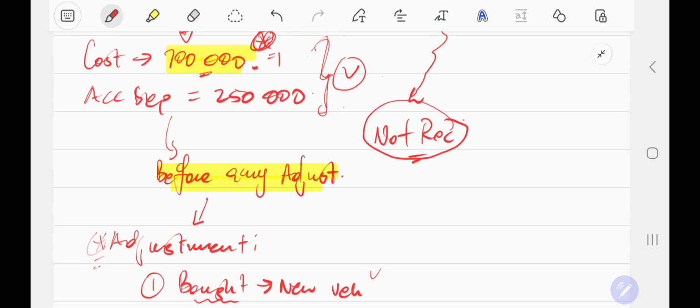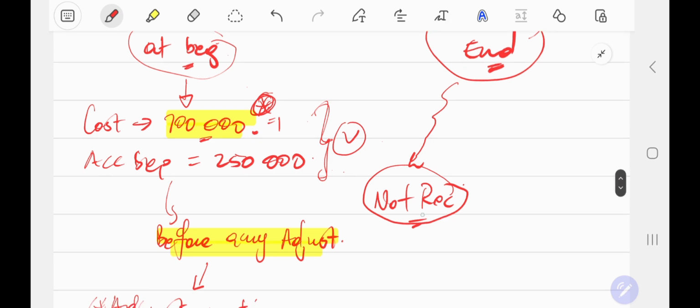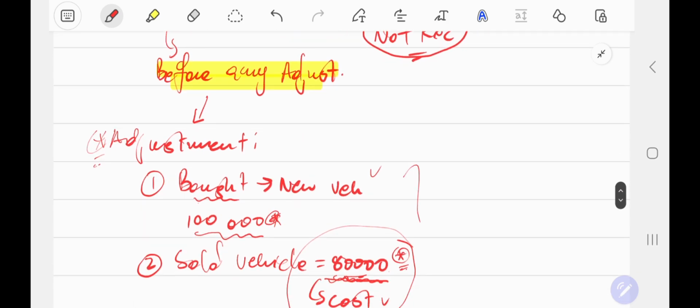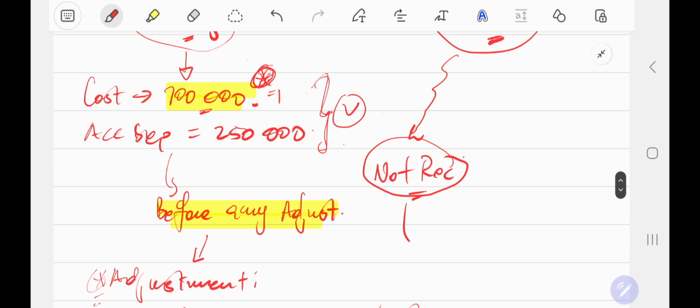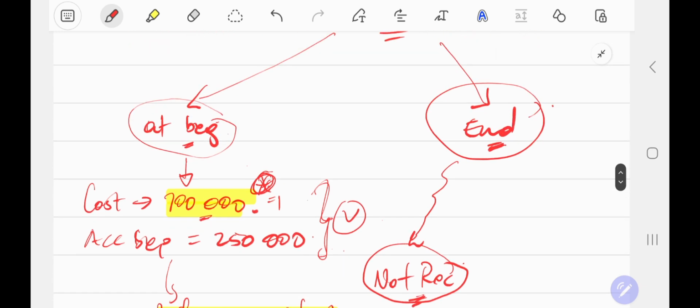It means that the balance that you have there, even though it's the balance at the end of the year, does not include these adjustments. It's before the adjustment. If they say the transaction was not recorded and you are given the balances at the end, that's number one.